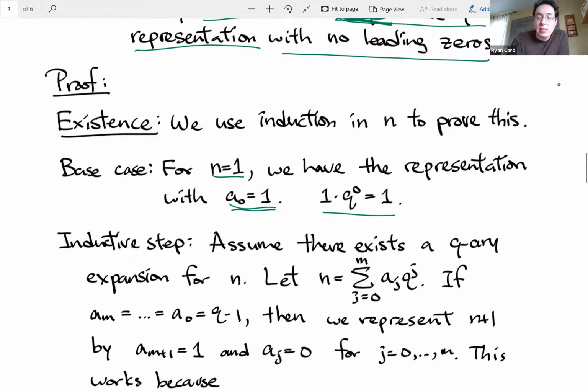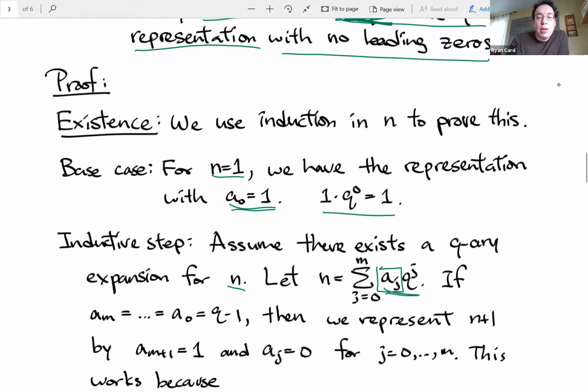If there exists a q-ary expansion for natural number n, I want to be able to write down the next number, n plus 1, in a very similar way. Now, remember the rules. These coefficients could be anywhere between 0 to q minus 1, and the leading digit cannot be 0.